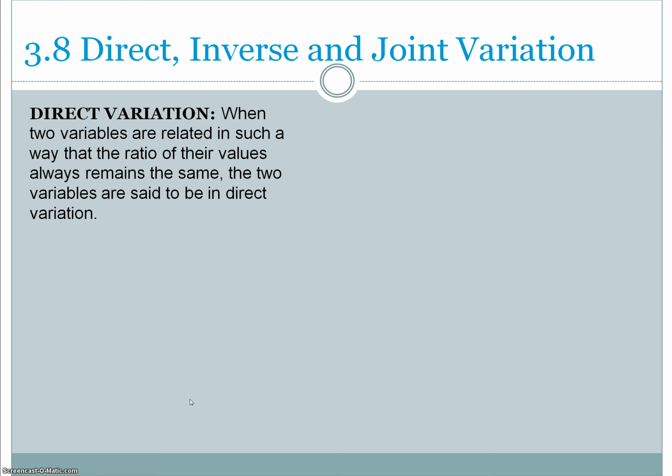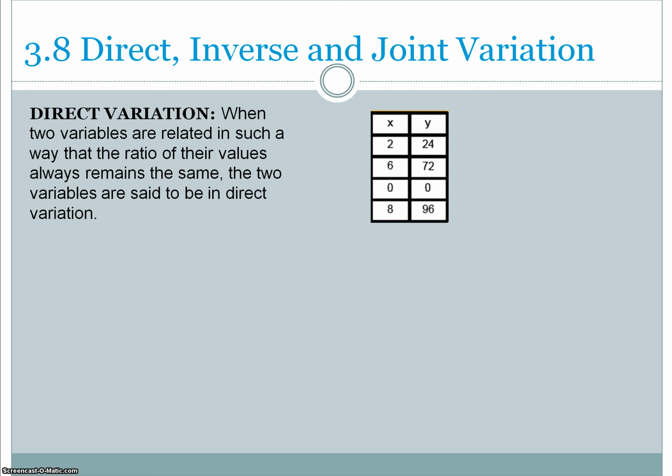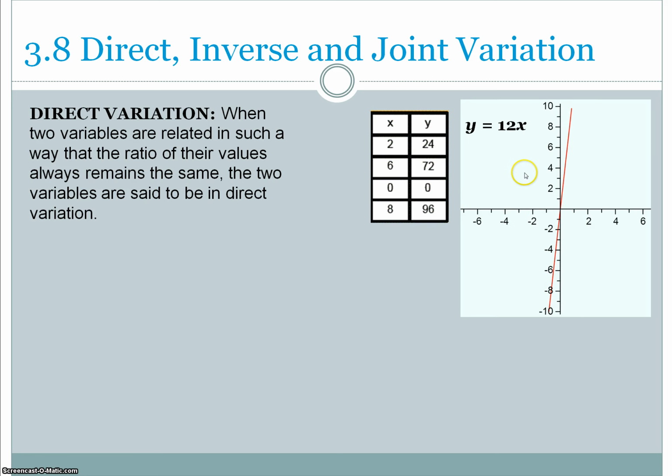So the definition of direct variation: when two variables are related in such a way that the ratio of their values always remains the same. So you've actually seen lots of types of relationships like this. You probably just don't recognize it yet. But if I show you a table like this, you can see that as x grows, y grows by the same ratio. So 2 times 12 is 24. 6 times 12 is 72. We can see that the ratio of these two variables is that they grow up by a factor of 12. So the equation would be y equals 12 times x.